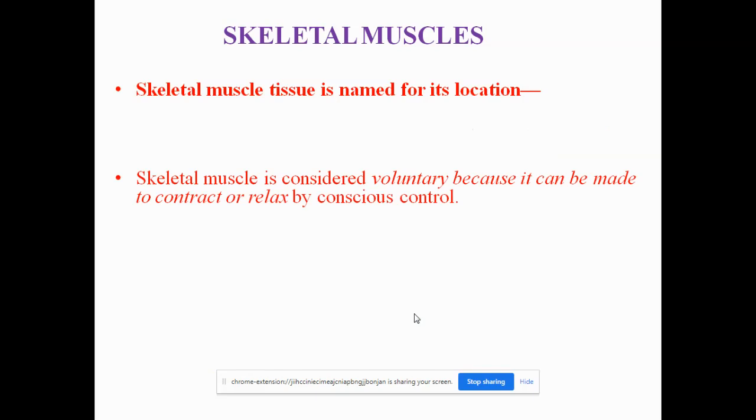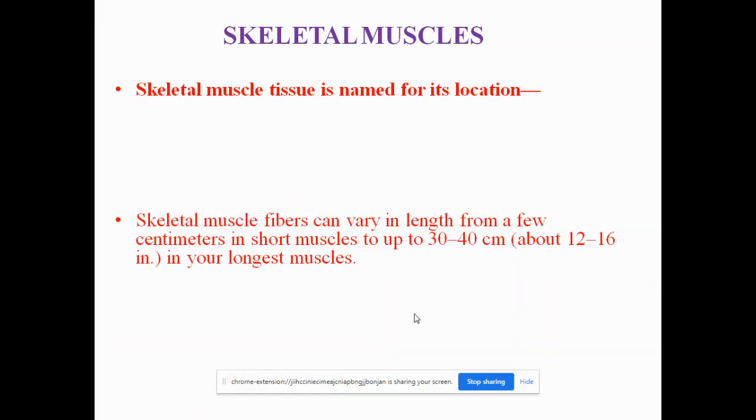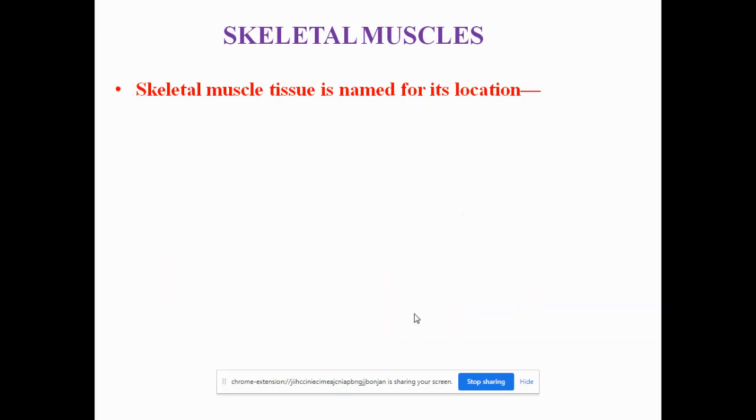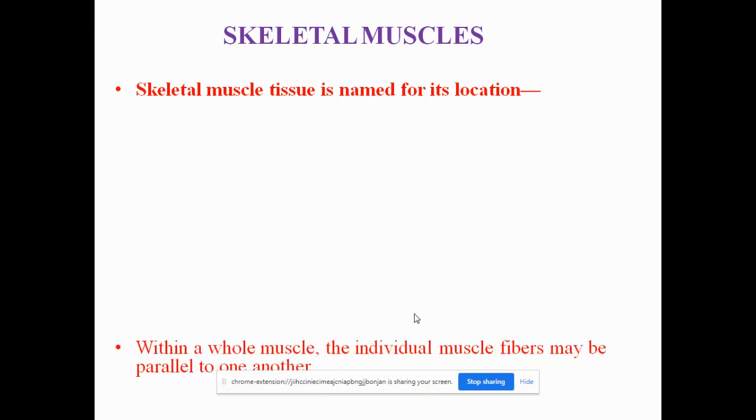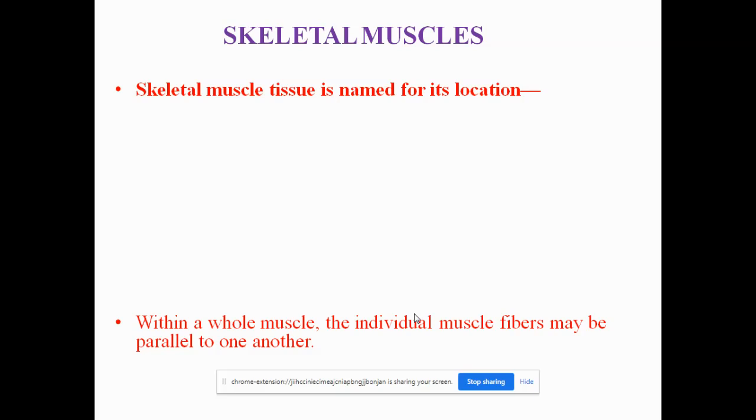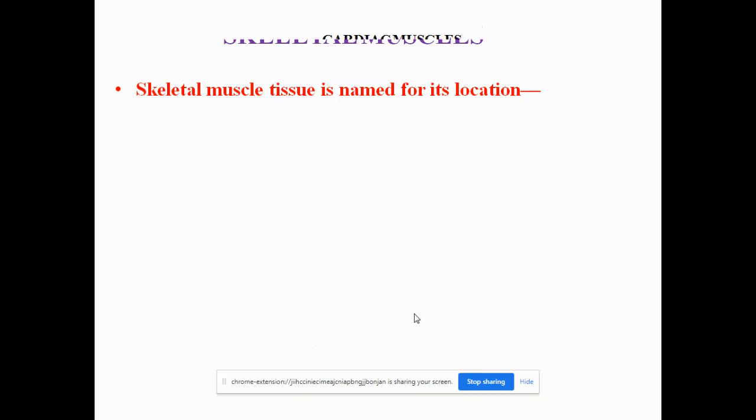Skeletal muscle is considered voluntary because we can move it under our voluntary control. The relaxation and the contraction of the muscle is under conscious control. Skeletal muscle fibers can vary in length from a few centimeters, that is short muscles, up to very long muscles, that is 30 to 40 centimeters in length. A muscle fiber is roughly cylindrical in shape and has many nuclei located at the periphery. Within a whole muscle, the individual muscle fibers may be parallel to one another. So we have seen in the previous picture how the muscle fibers are lying parallel to each other.